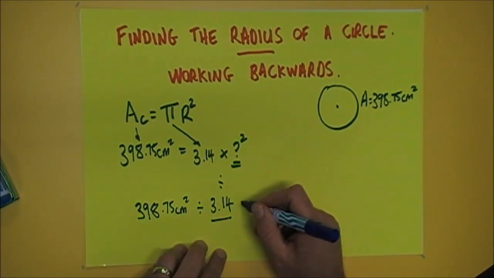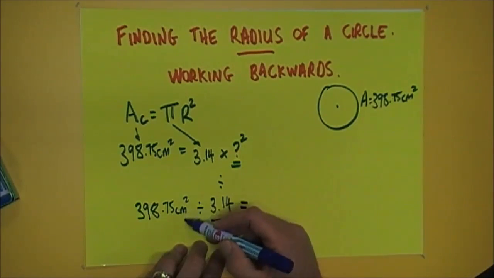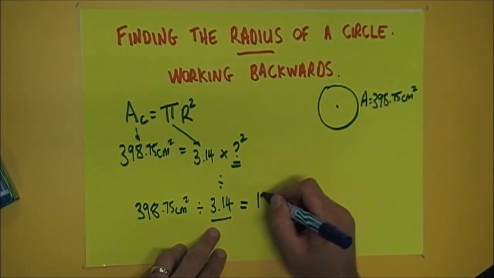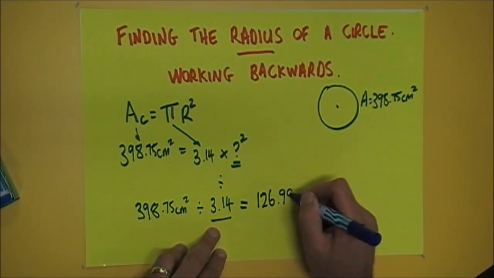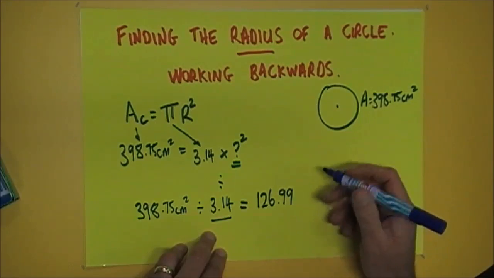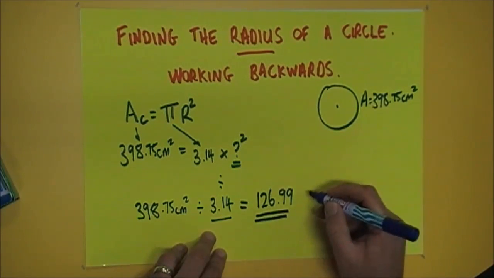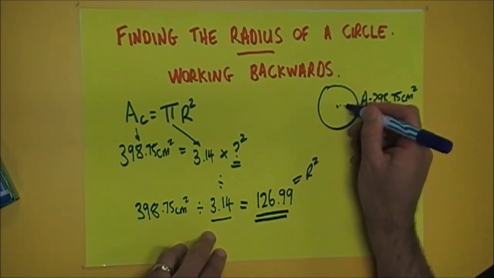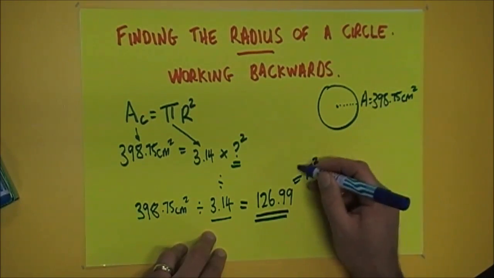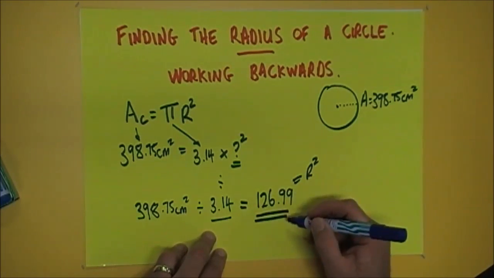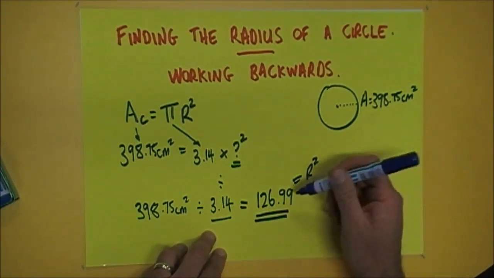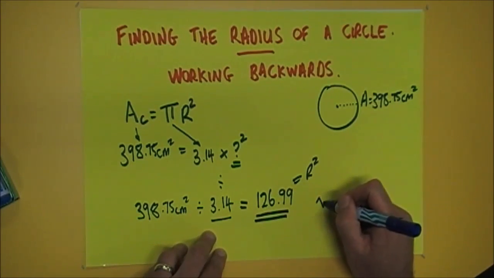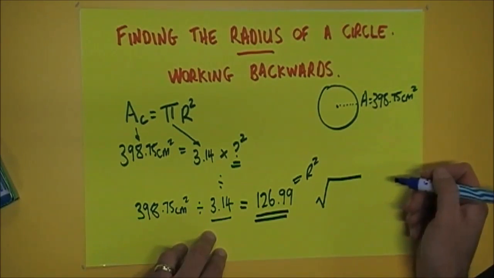So we found out that 398.75 centimetres squared divided by pi gives us an answer of 126.99. Now we're not done yet. This obviously is the radius squared, but I'm looking for just the radius. So I need to now work this radius squared backwards to find out what is the number that I multiply by itself to make this number. Now to do that, I need this little special function, a square root.